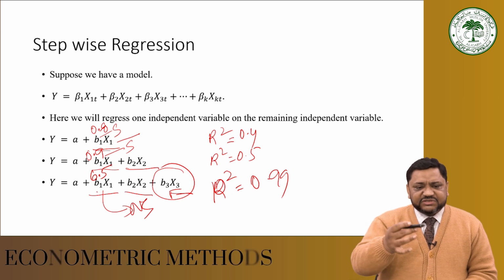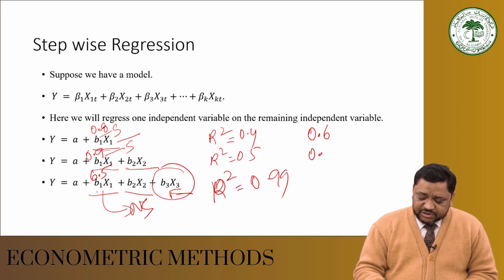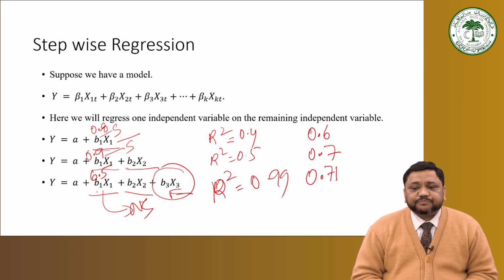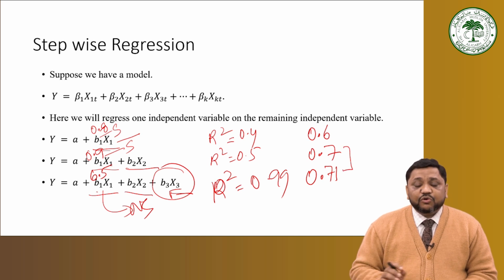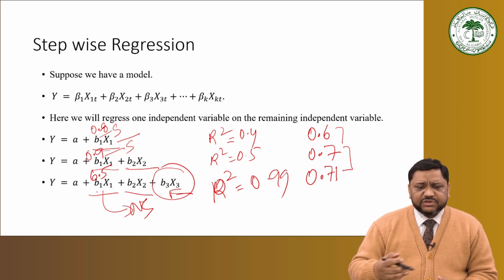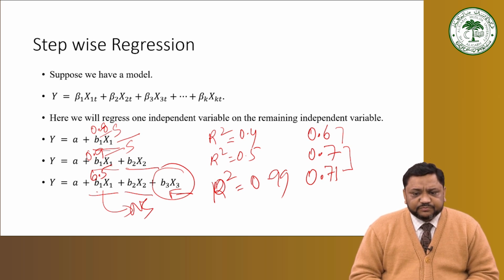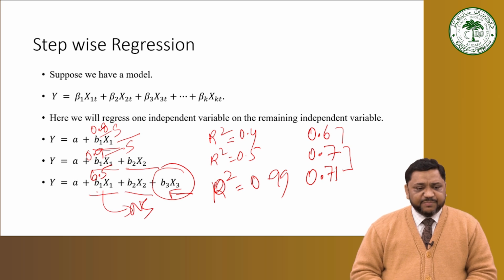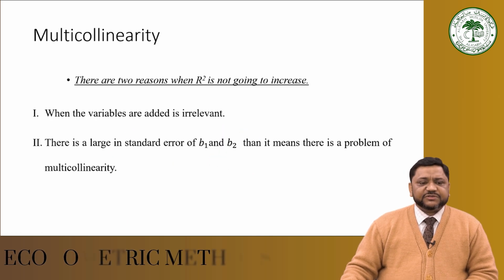Say when we move from the second step to the third step, another case can be that R square is 0.6, then 0.7, and when we incorporate this, it becomes 0.71. There is no such change. The earlier step was increasing by 10%, but here it is increasing by only 1%. So if things like these are happening, stepwise regression is a very good tool to understand this.